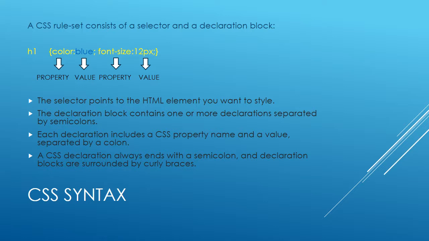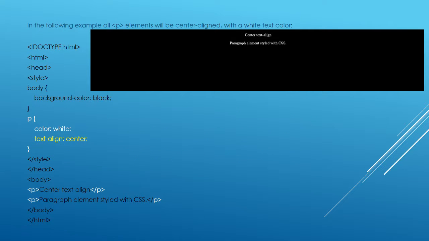Each declaration includes a CSS property name and a value, separated by a colon. A CSS declaration always ends with a semicolon, and declaration blocks are surrounded by curly braces. In the following example, all P elements will be center-aligned, with a white text color.